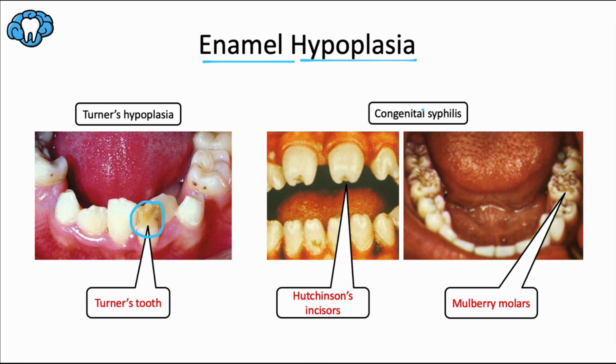Congenital syphilis is a version of syphilis acquired by a baby from its mother who has syphilis. This would occur in the uterus before birth. Hutchinson's incisors refer to incisors with a hypoplastic notch in the incisal edge, and mulberry molars refer to molars with this globular enamel on the occlusal surface with many small cusps. Both of these features are pretty characteristic of congenital syphilis.